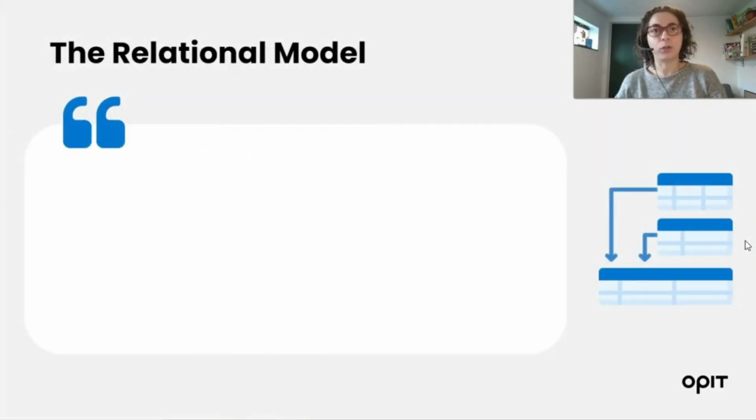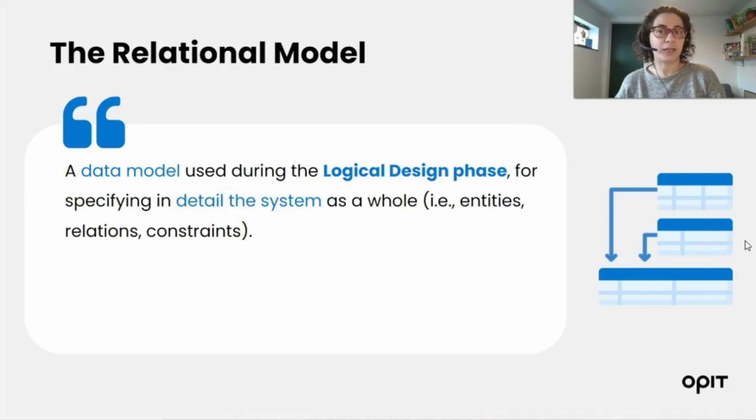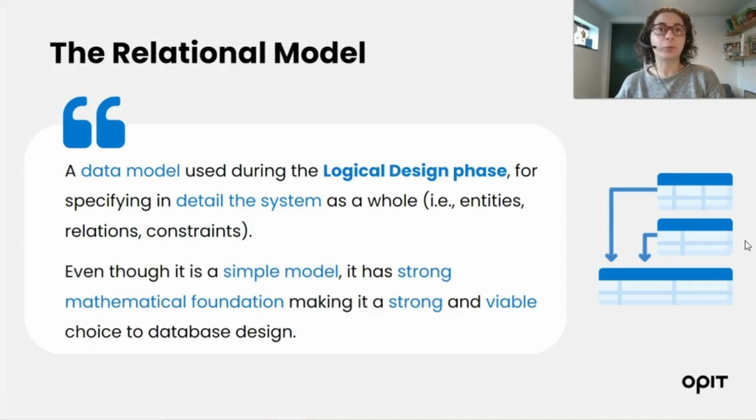The relational model, as we have mentioned in previous lessons, is a data model used during the logical design phase in order to specify in detail the system as a whole. That is, what are the entities or relations, what are their constraints, etc. Now, the relational model is a very simple model. However, it has a very strong mathematical foundation, which makes it a strong and viable choice for database design.